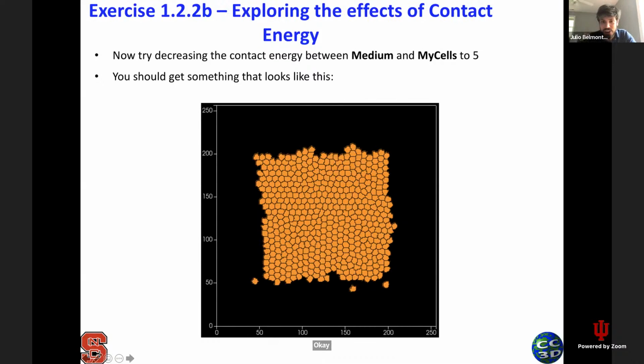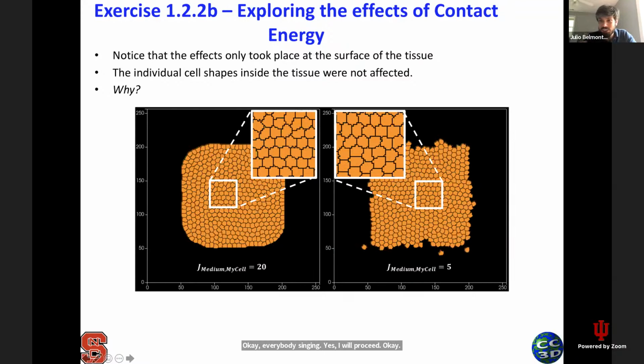So in the two simulations, we change the way that the cells interact with the medium, but you're not changing the way that the cells interact with themselves. So if you just zoom in inside the bulk of the tissue, the cells look exactly the same as one another, because you just change parameters that affect the outside, not the internal cells. So we can actually now go and start to change the parameters that change the internal cells.